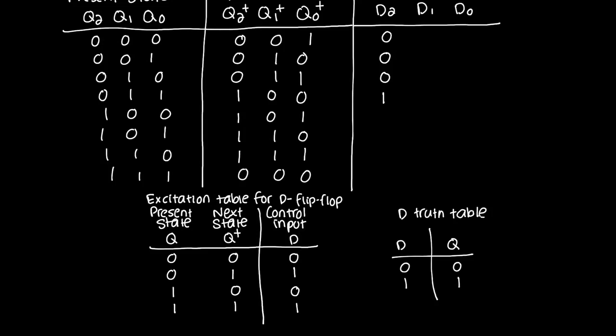And again, I have to make sure I'm always looking at the same flip-flop, right? So I'm looking at Q2, present state Q2, next state Q2. What does D2 have to be to make that happen? What does it have to be to make a next state of Q2 equal to 1, given that the previous state was 1, which is right over here? Well, it just has to be 1.